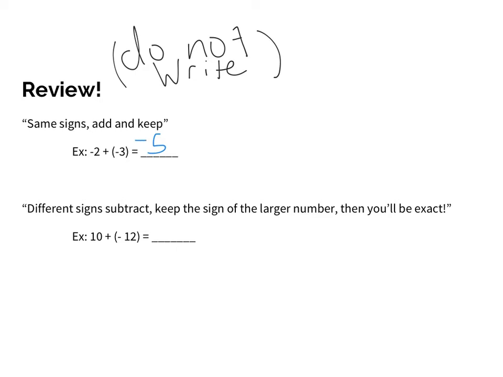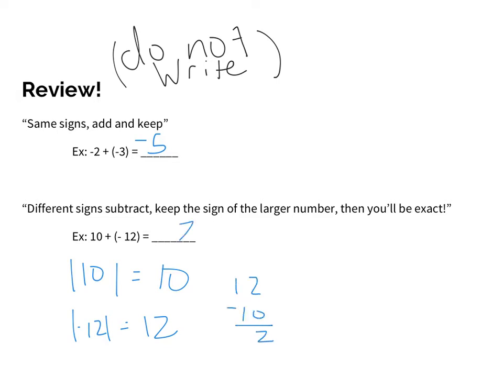The second part of our song says, different signs subtract, keep the sign of the larger number, then you'll be exact. Remember, we subtract the absolute values. So remember, the absolute value of 10 would be 10. The absolute value of -12 would be 12. We find the difference between these two. 12 minus 10 is 2. And then we keep the sign of the larger number. Remember, I told you that's really the larger absolute value, which would be 12. So we're going to keep the little negative sign that it has, and our answer would be -2.